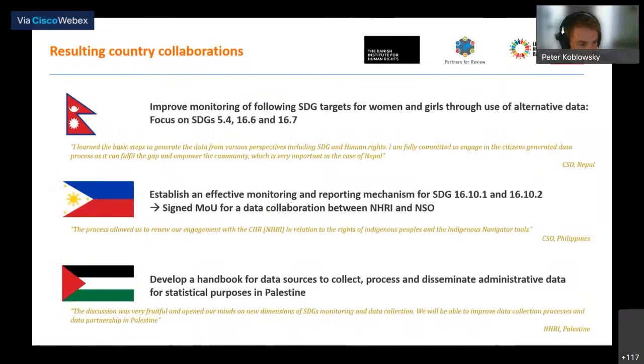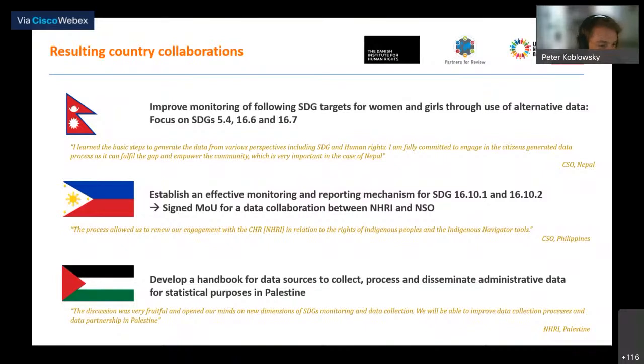In Nepal, we have a wide range of civil society networks and government bodies who are engaged in this initiative that has been forming. Nepal already had a Leave No One Behind coalition in the country, and they are joined now by the NSO and the Planning Ministry to monitor on specific SDG indicators. You can see them on the slide.